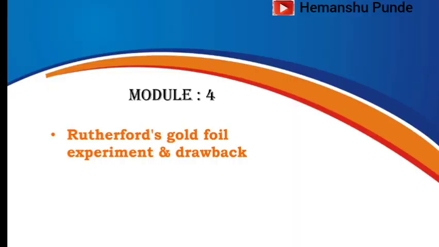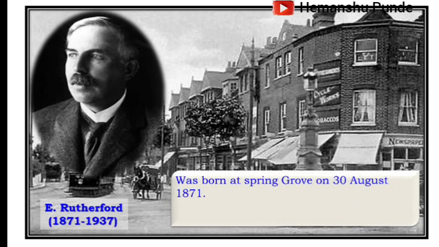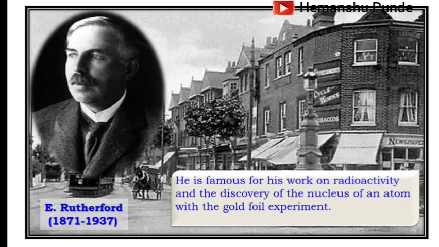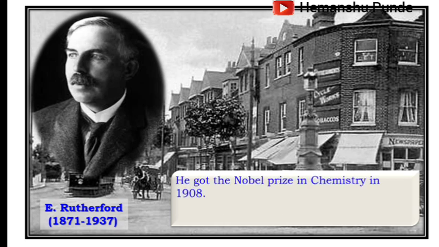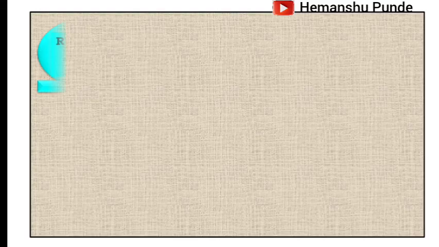Now the next point is Rutherford's gold foil experiment and its drawback. He is Ernest Rutherford. He was born at Spring Grove on 30th August 1871. He was known as the father of nuclear physics. Remember, my friend, who is known as the father of nuclear physics? The answer is Ernest Rutherford. He is famous for his work on radioactivity and the discovery of the nucleus of an atom with the gold foil experiment. He got the Nobel Prize in Chemistry in 1908.